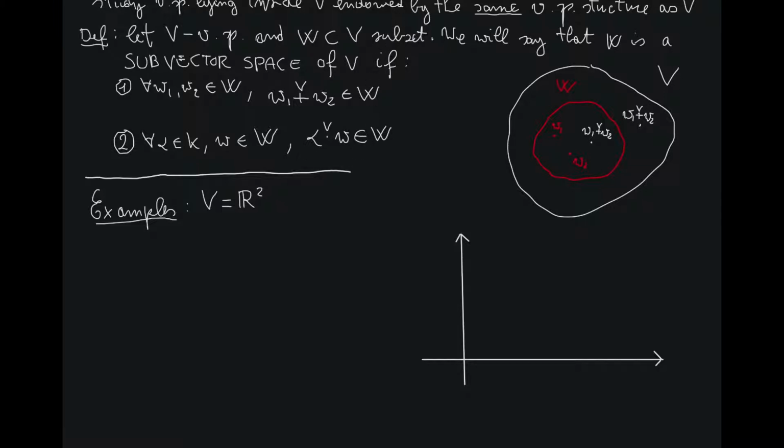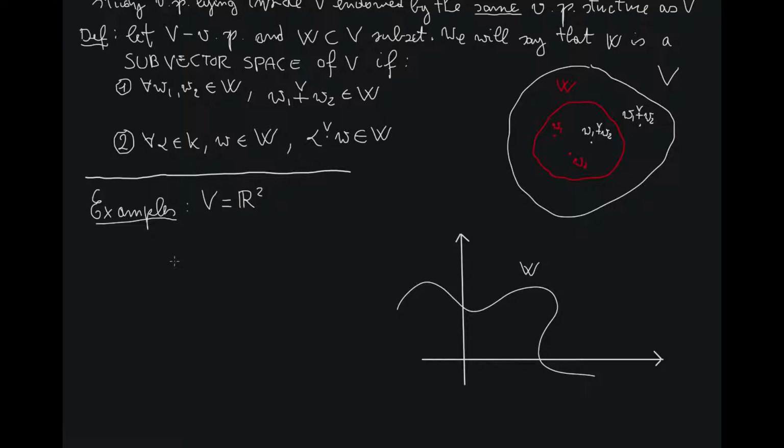Now let's just take a curve inside this plane, this for example, and let's call this W. Now we wonder whether something like this could be a subvector space.